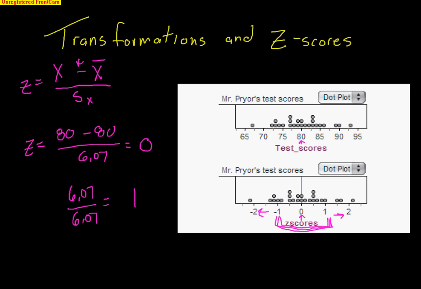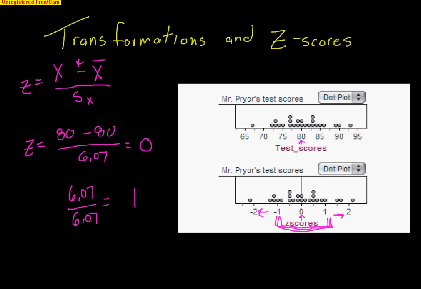When you transform all of your data by adding, subtracting, multiplying, or dividing, your shape will never change. It might get moved around a little bit, but the overall shape of your data, whether that be skewed left, skewed right, or symmetric, is not going to change whatsoever. Okay? So hopefully that makes sense.